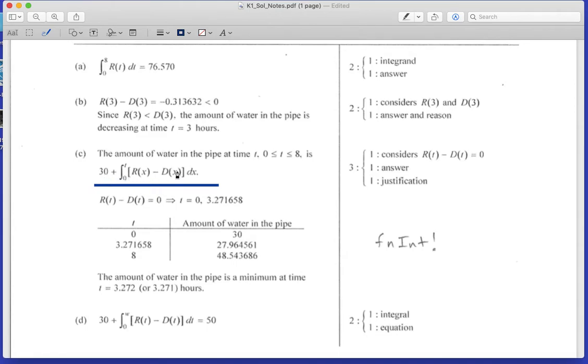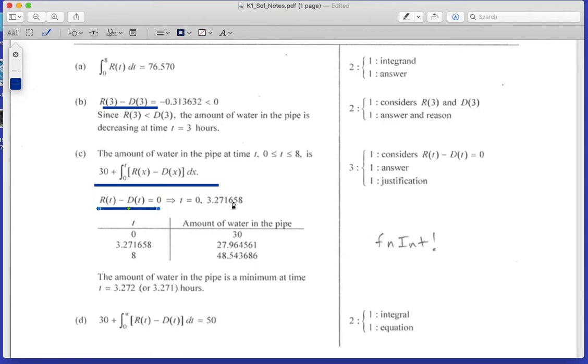So the derivative, well, that makes sense. The derivative of the amount is the rate of change of the amount, and we were talking about the rate of change of the amount up here, r minus d. The derivative of this integral is r minus d. It's the integrand with that variable put in. That's the fundamental theorem. So you set r minus d equal to 0, and you find 2 times.